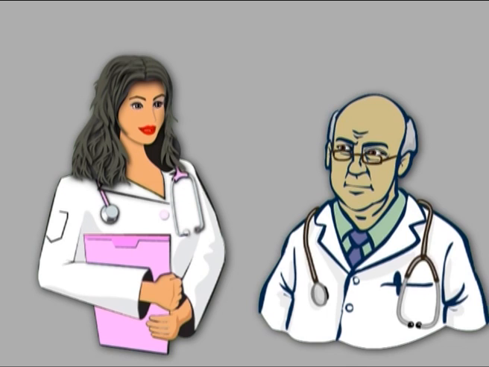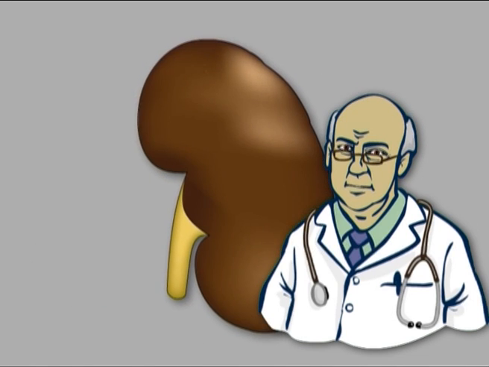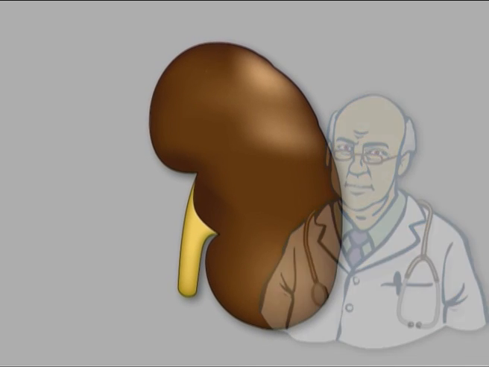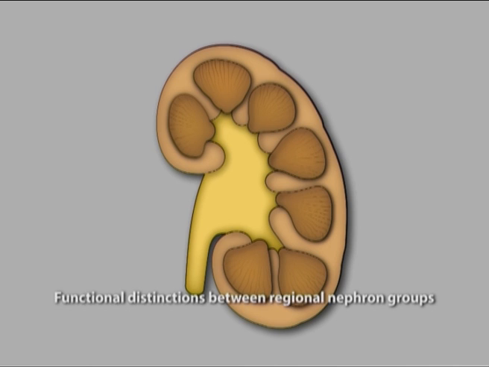But Professor, what is this about differing local nephron groups? Well, this is the real key to understanding renal function. Listen carefully and all will become clear. What you need to appreciate, Louise, is that there are functional distinctions between regional nephron groups within the cortex.